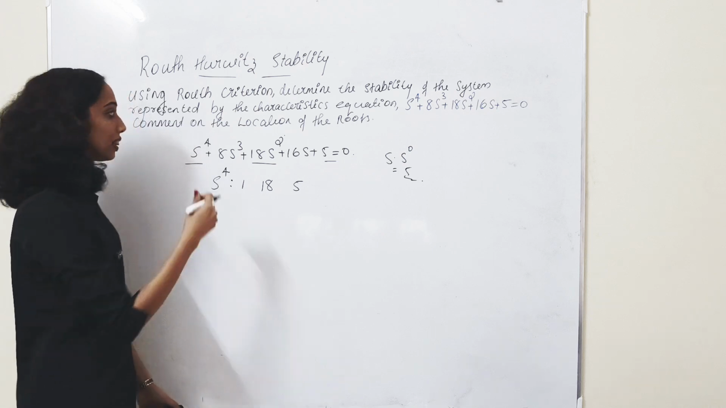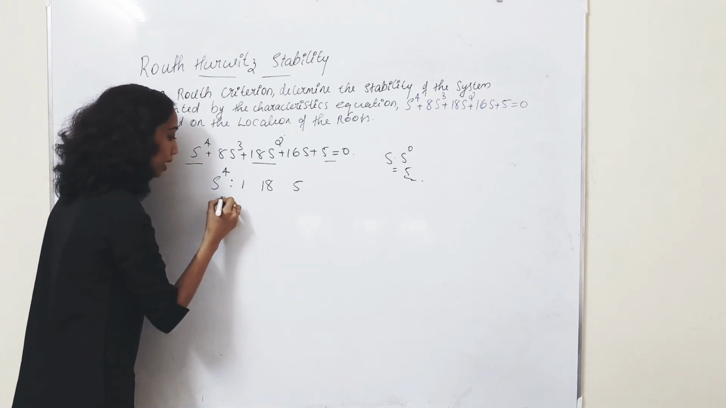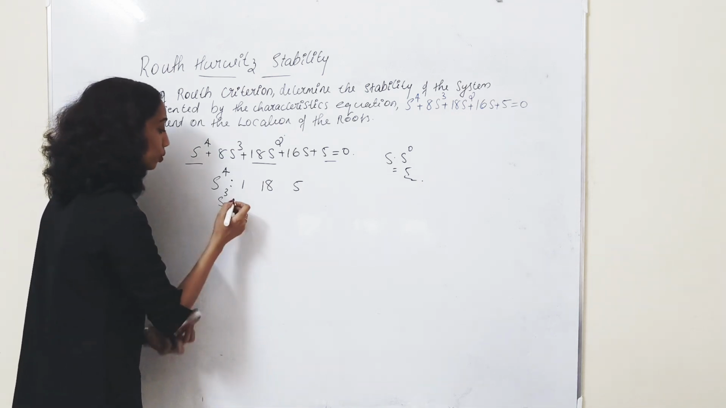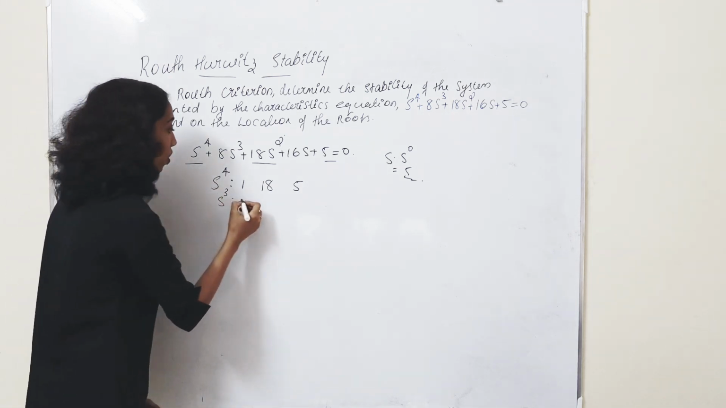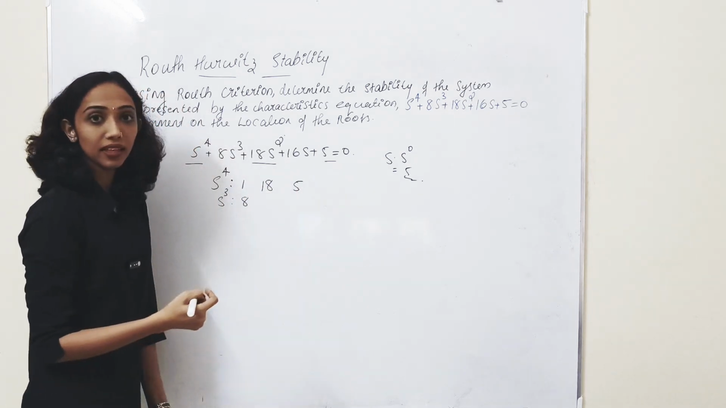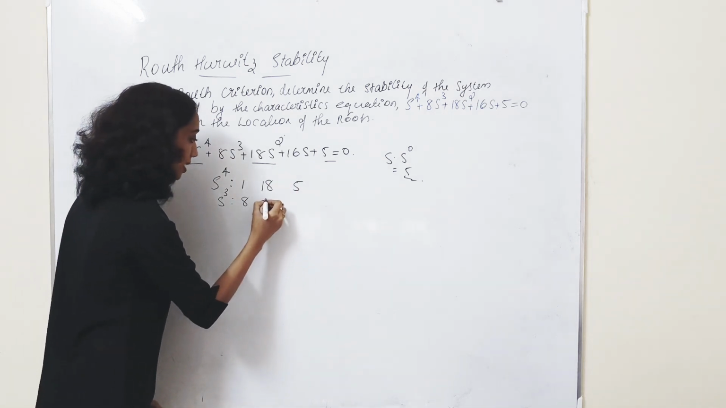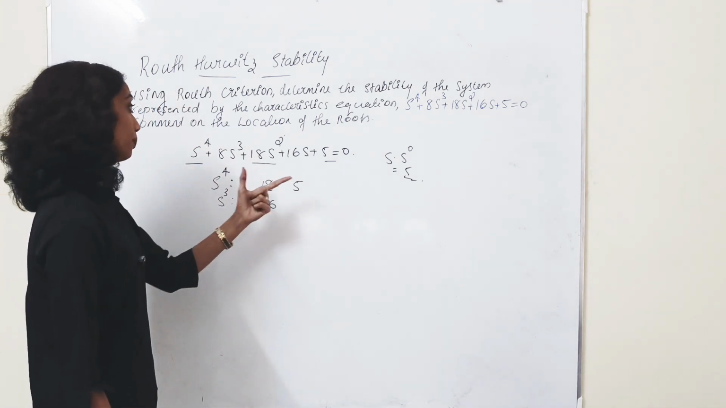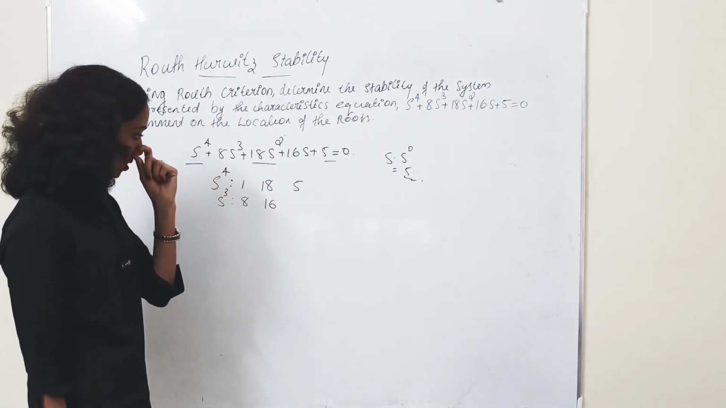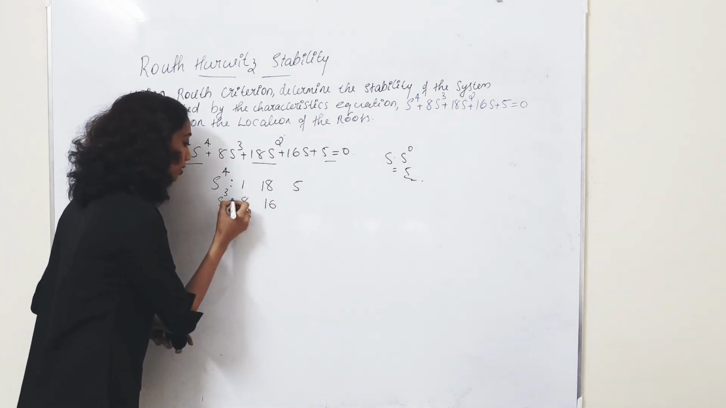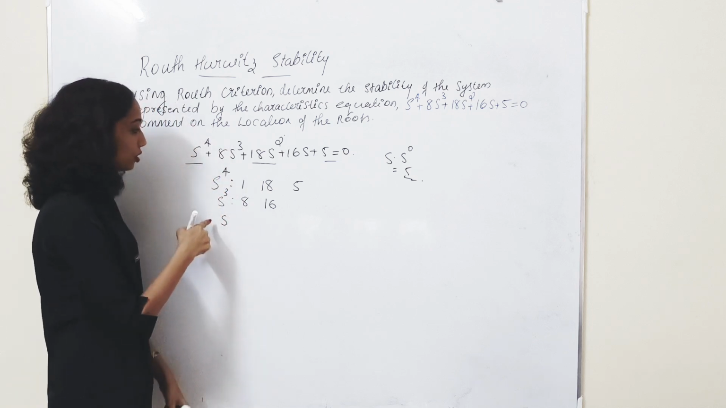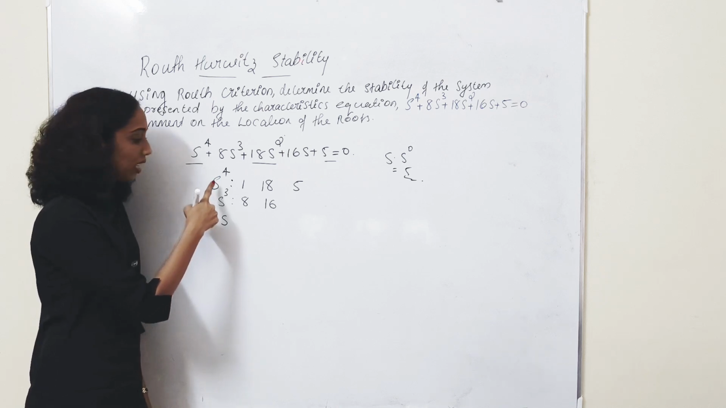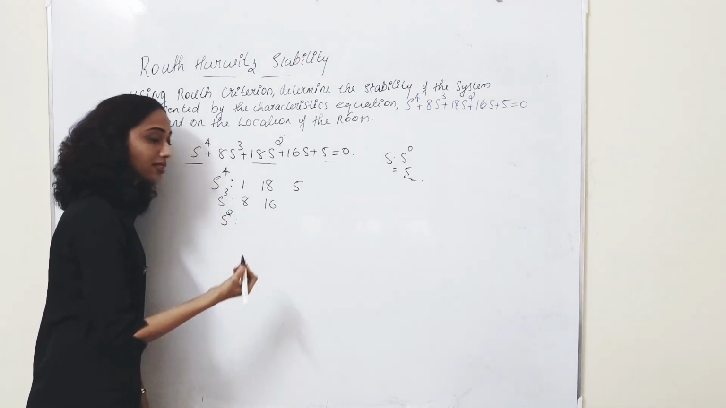Then the next number is 5. Then you have to write the next order of the system, which is s cube. s cube is an odd number, right? 3 is an odd number. So we can write all the coefficients of odd numbers in this characteristics equation. It's 8 and 16. Then it's over. We have written all the coefficients in the complete characteristics equation. Then we can proceed by the calculation. The rows are s raised to 4, then s cube, then s square.